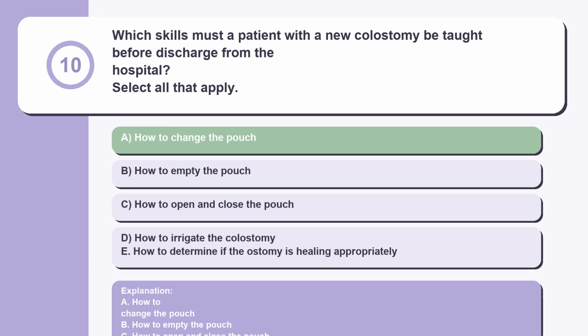A. How to change the pouch. B. How to empty the pouch. C. How to open and close the pouch. E. How to determine if the ostomy is healing appropriately.